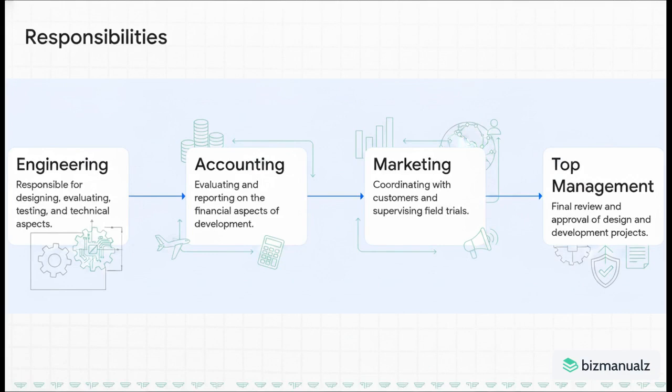That spares you from those endless, painful office debates over whose job the paperwork actually is. It clearly delineates job responsibilities, kind of acting like a high-end corporate HR document. It specifies that the engineering manager is responsible for all technical aspects and testing. The accounting manager evaluates the financials of the project. The marketing manager coordinates with the customer base and supervises field trials. And top management is specifically tasked with the final review and approval of design projects. Boom! Everyone knows their role from day one.